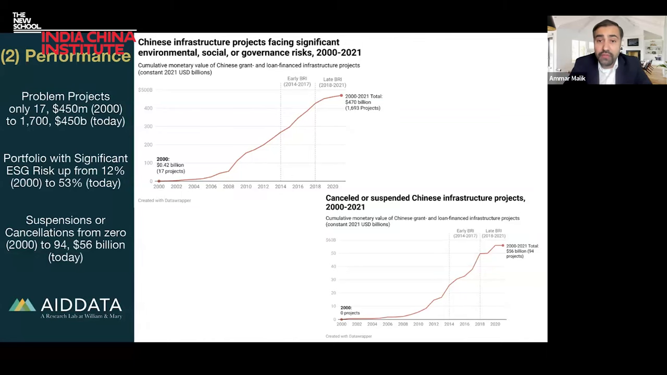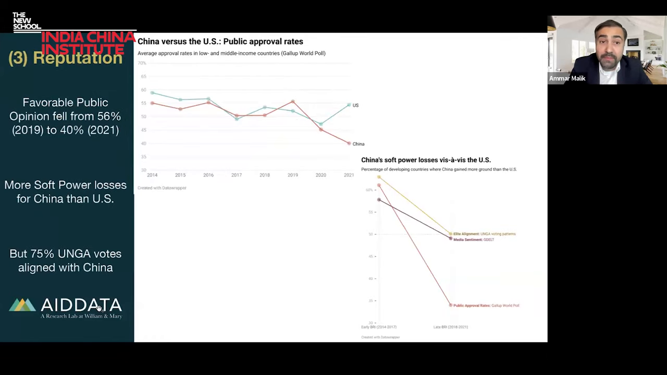And in the same token, if you see the right-hand side, the chart I'm showing you here, the projects which have been suspended or canceled has gone from next to zero in 2000 to 94 projects, which are worth $56 billion. Similarly, I will not spend too much time on this.